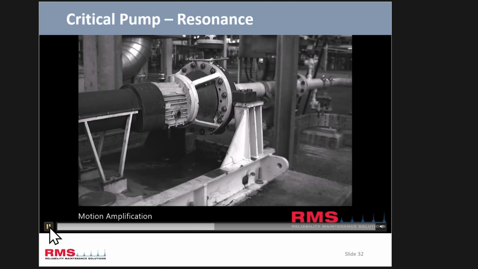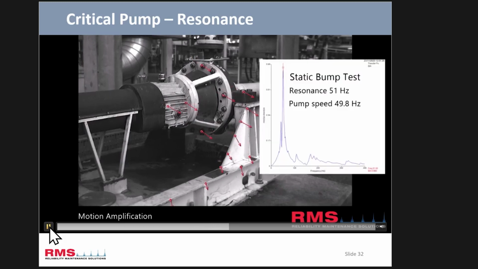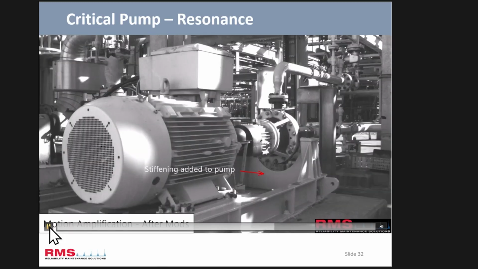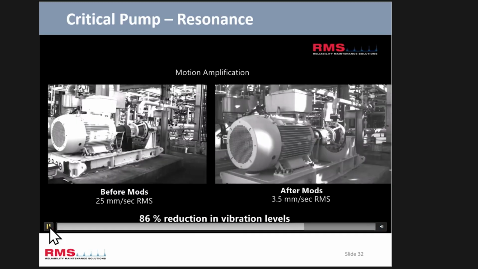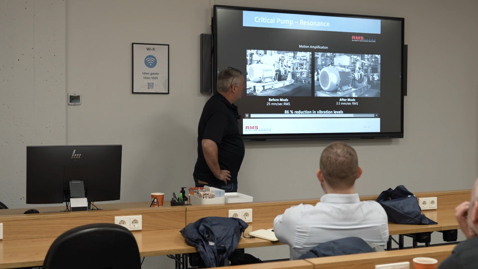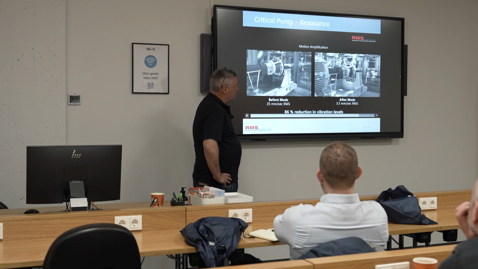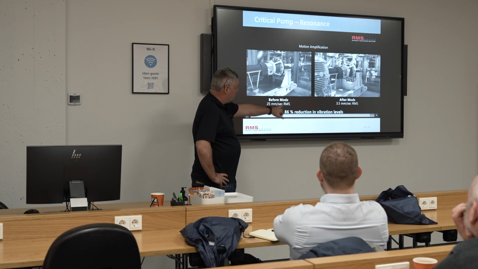It was resonant around this area. They did the impact tests. There's your bump test information. So you can put motion vectors on there to show you how it went. So obviously the stiffening went in after the mount, so that stiffened it, moved the resonant frequency outside the running speed of the motor and pump, and that's the difference before and after.